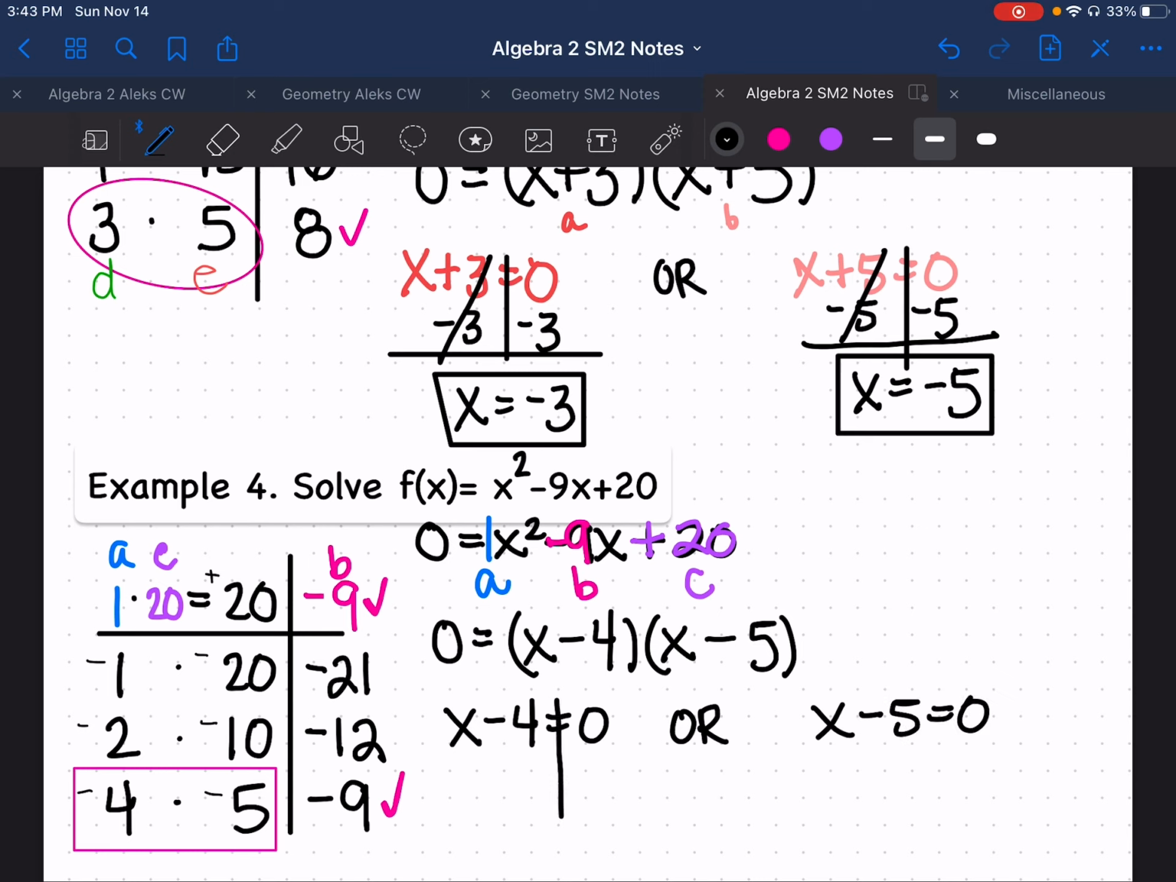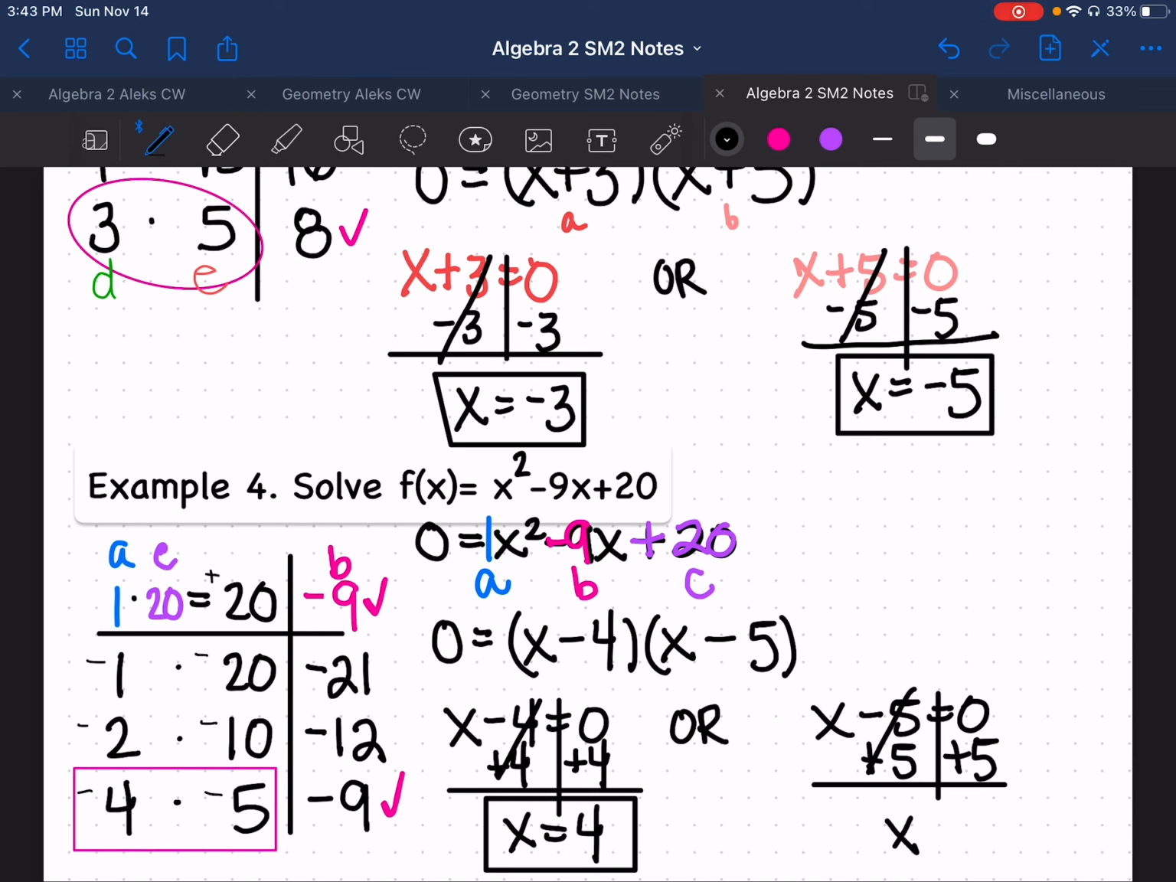And I know I didn't use my color here. I'm hoping that we don't need it, but I can bring it back if you think it's helpful. So there's my first answer, positive 4. And here's my second answer, looks like positive 5.